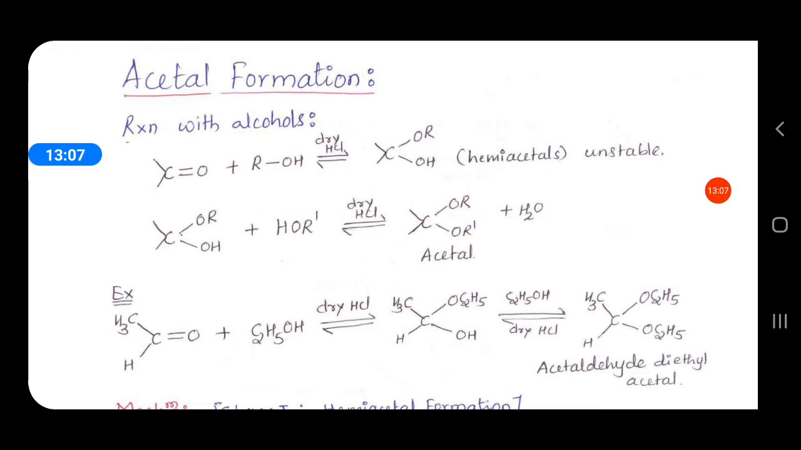This reaction takes place in the presence of dry HCl. The carbonyl group reacts with one molecule of alcohol, and it gives a nucleophilic addition product called hemiacetal. But hemiacetals are unstable. As soon as hemiacetals form, they react with another molecule of alcohol in the presence of dry HCl again and give acetals. Now these acetals are stable compounds.